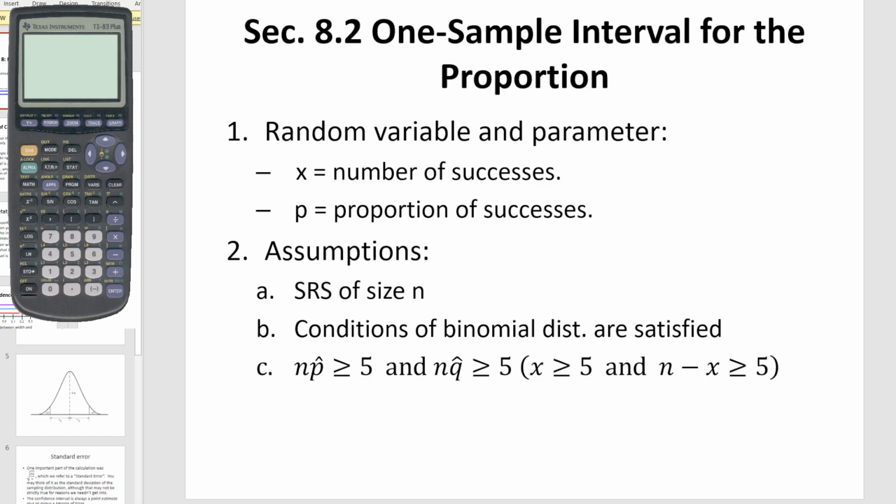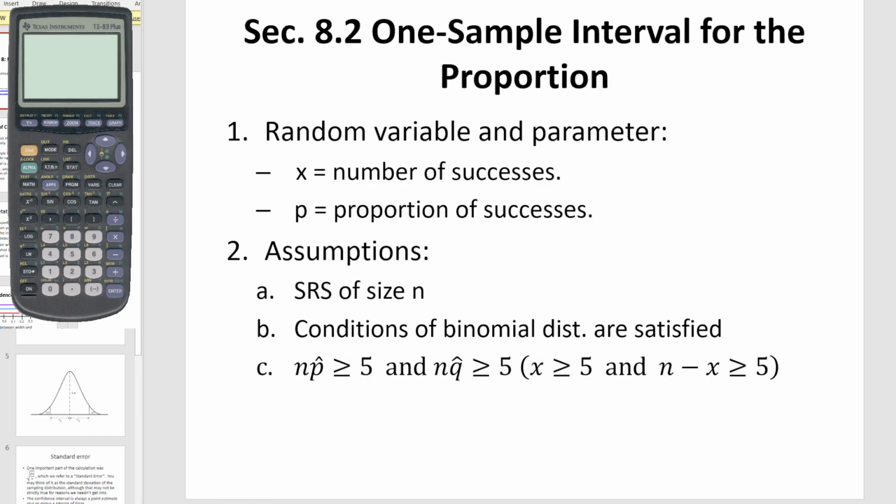In step two, we state and check the assumptions for a confidence interval. We make sure that a simple random sample of size n is taken, and that the condition for the binomial distribution is satisfied. And to determine the sampling distribution of p hat, we need to show that n times p hat is greater than or equal to 5, and n times q hat is greater than or equal to 5, where q hat is just 1 minus p hat. If this is true, then the sampling distribution of p hat is well approximated by a normal curve.